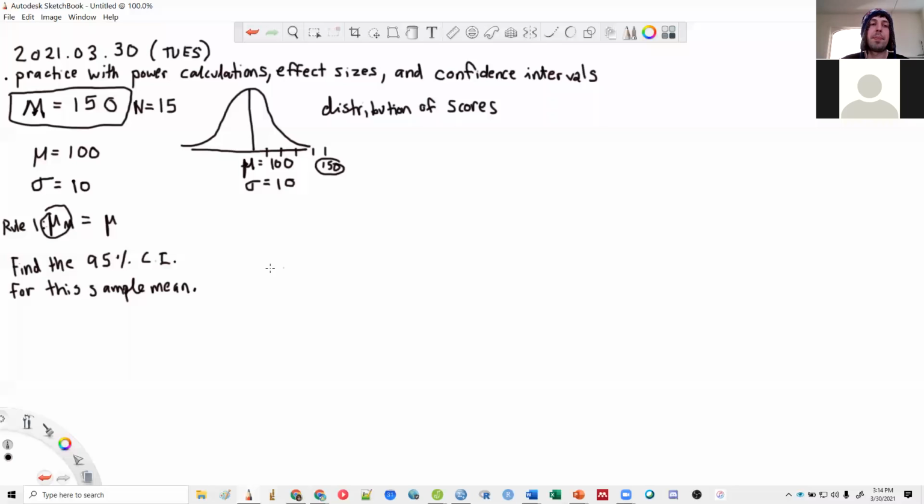So if we were to draw a sampling distribution that was centered on 150, which was our mean, we know that sampling distributions are always going to be normally distributed. That was the central limit theorem, that in the long run, if you sampled repeatedly from any population, you would get a sampling distribution that was normally distributed. So for the sake of this, let's draw that.